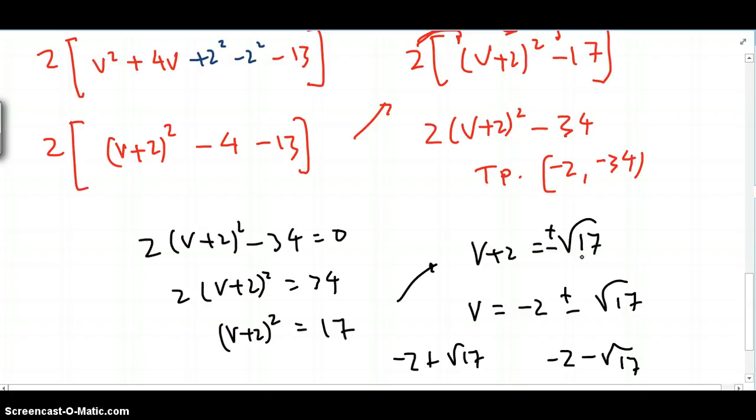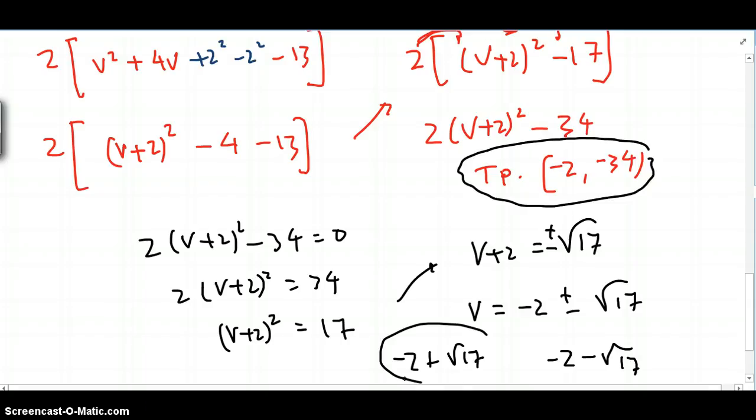So just to clarify what these numbers mean, this is where your parabola will make a turning point. This is where your first x-intercept will be, and this is where your second x-intercept will be. So if we put that onto a graph, minus 2, minus 34 is going to be around there. Minus 2 plus and minus root 17 is going to be around there and there. So that point will look something like that.